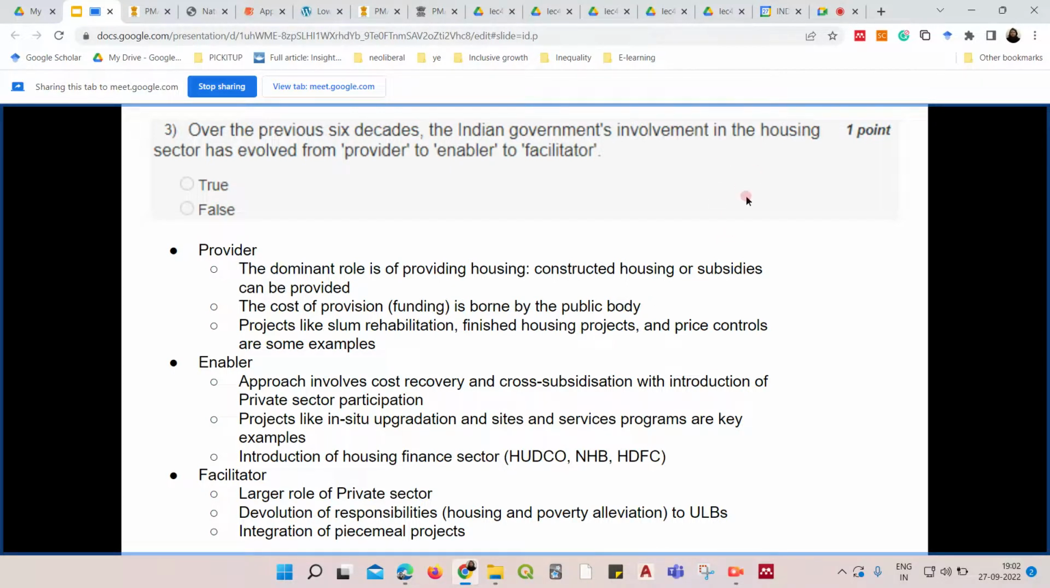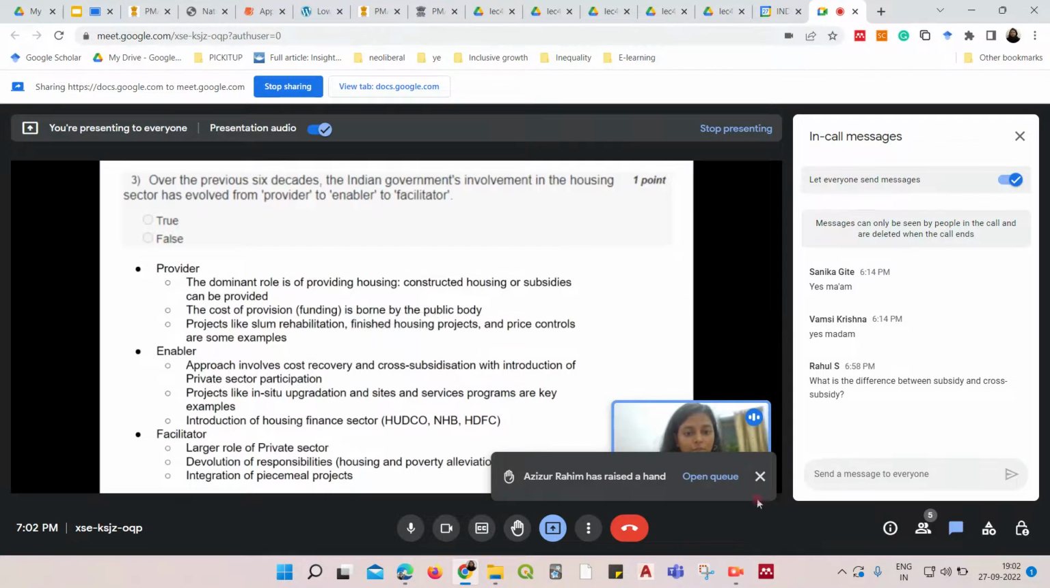So subsidy is when the subsidy provider, which is usually the government, provides the subsidy directly to the beneficiary, and cross subsidization is when the government involves another third party, and with the help of the third party, some profit is created, which is used to provide the subsidies to the beneficiary, and the subsidy is not provided by the government directly. I hope it is clear to you.